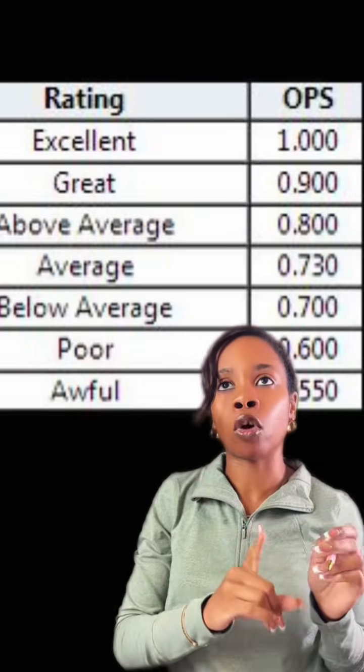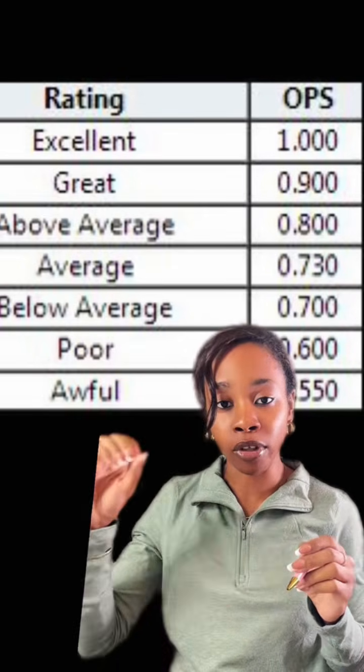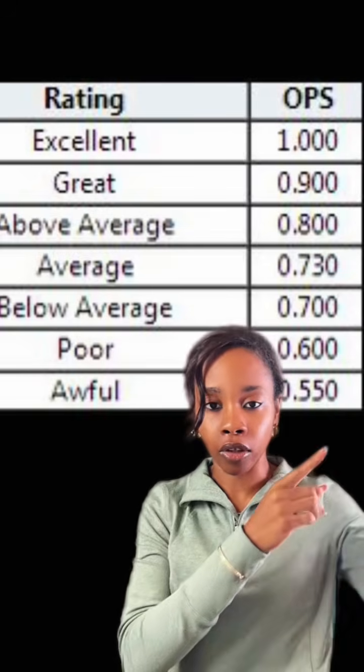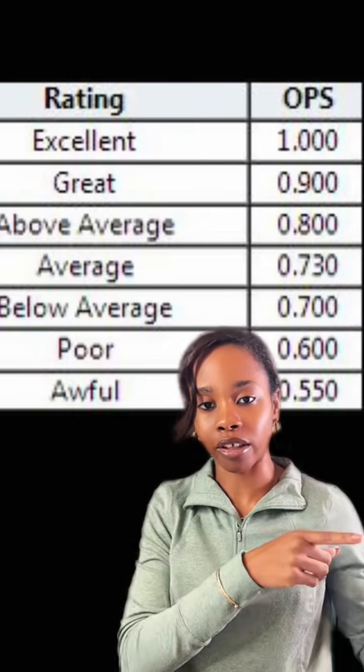Pitchers also have an OPS score. It's called OOPS. That's opponent's on base plus slugging. It's a way to see how well a pitcher is able to limit their opponent's on base percentage and slugging. Hope that made a little bit of sense.